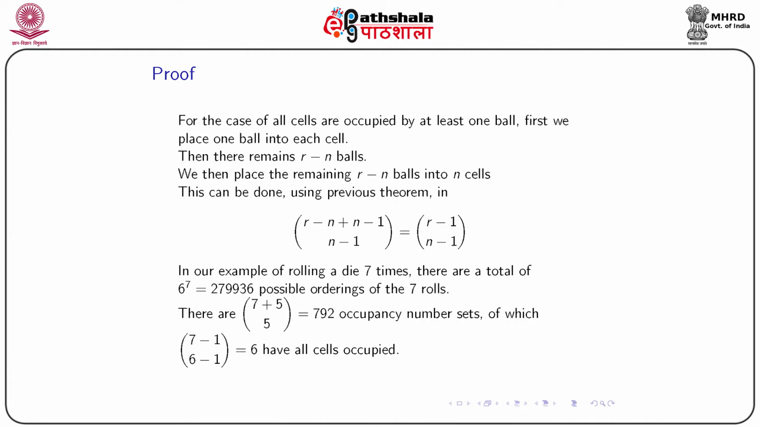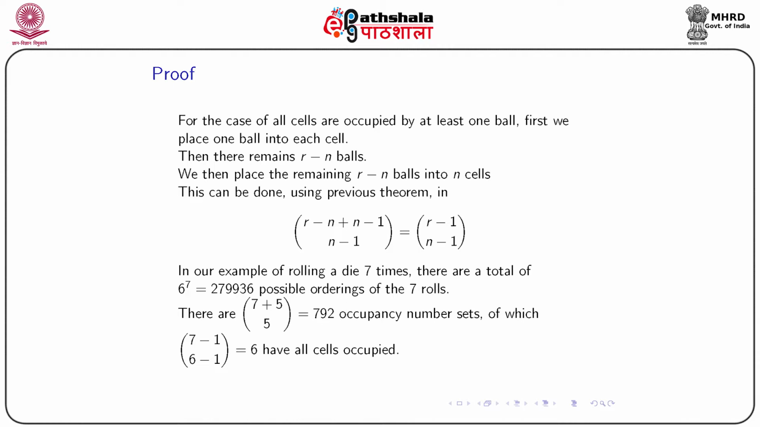For the case where all cells are occupied, if we put the restriction of at least one ball in each cell, first we have to place one ball into each cell. So if there are r balls and each cell contains one ball, we are left with r minus n balls. Then we can place the remaining r minus n balls into n cells, and this can be done using the previous theorem. R minus n plus n minus 1 choose n minus 1 is the same as r minus 1 choose n minus 1. In our example we are talking about rolling a die 7 times.